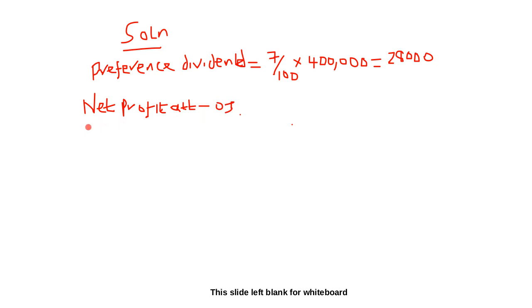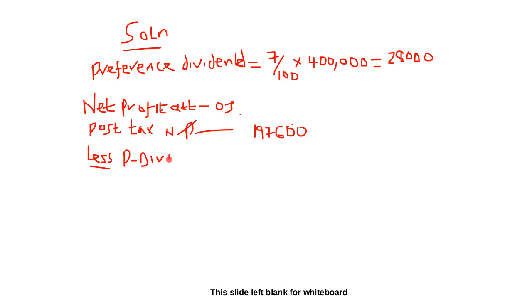So we will first of all take the post-tax net profit, which we have as 197,600. Then now we less the preference dividend, and the preference dividend we have calculated that as 28,000.